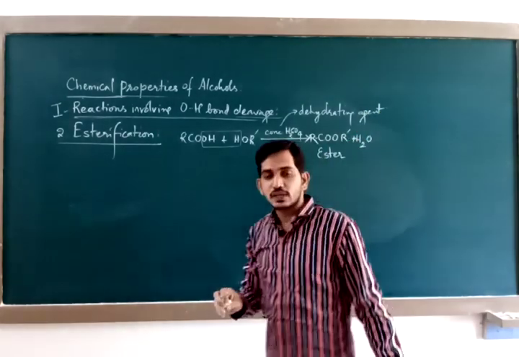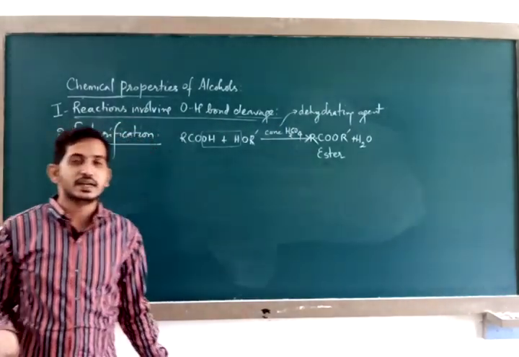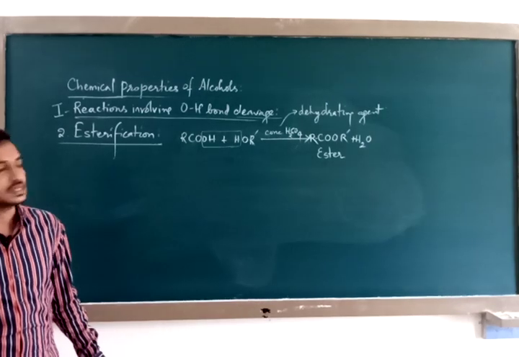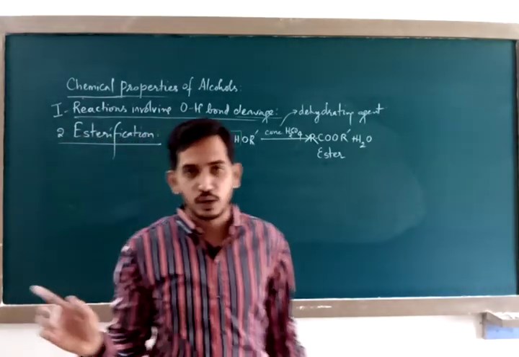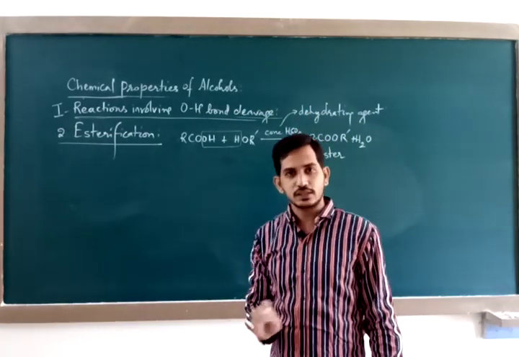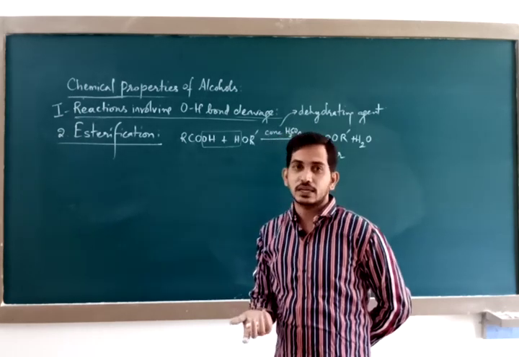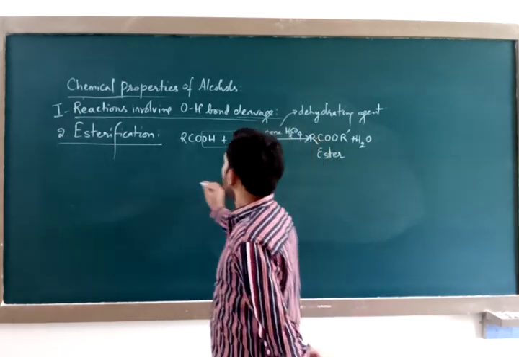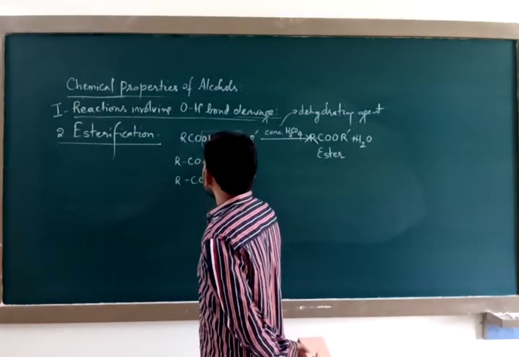When carboxylic acids and alcohols react with each other in the presence of a dehydrating agent like concentrated sulfuric acid, you get esters along with the liberation of a water molecule. This reaction is called an esterification reaction. Simple. There are other ways of representing esterification reactions. Sometimes you can take acid anhydrides.